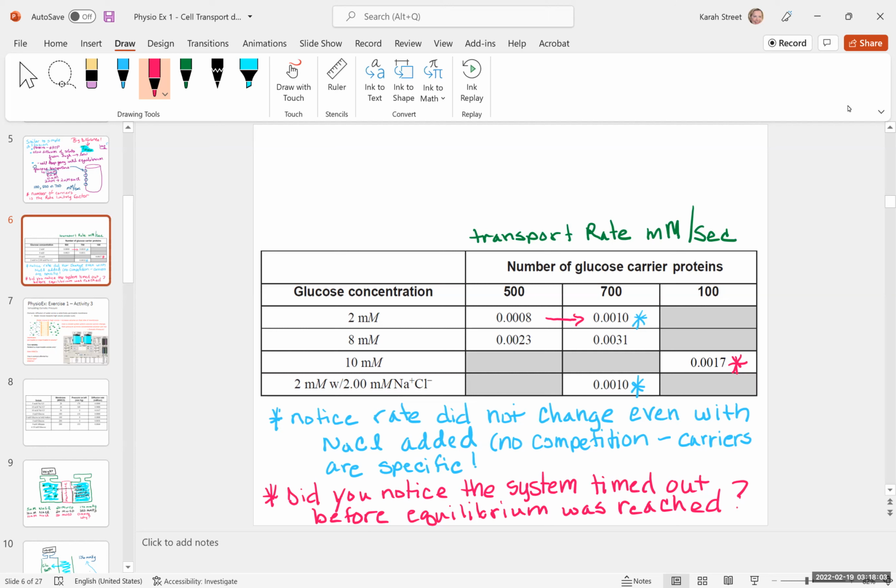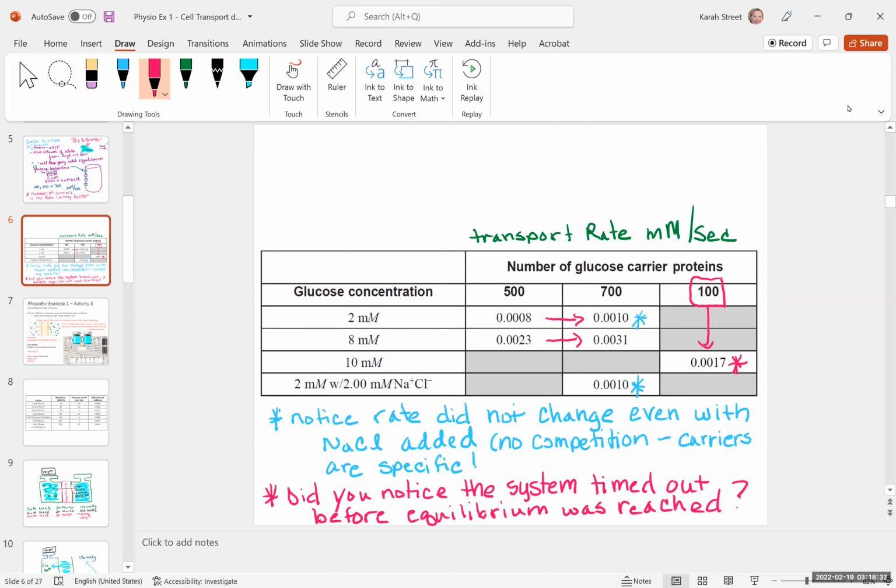All right, then we tried 8 millimolar glucose. We played with this with 500 and also 700 carriers. And again, notice the more carriers we had, the greater the transportation rate. Now we played with 10 millimolar glucose and we dropped the number of glucose carriers down to 100.